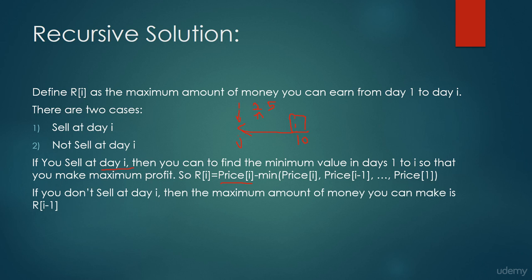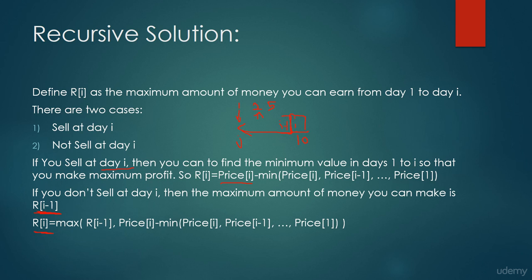Then the maximum amount of money that I can make is basically R(i-1). So it's right here, this is i-1. And so R(i-1) is the maximum amount of money you can earn from day 1 to day i-1. So recursively, we find that the maximum amount of money that I can make is just R(i-1).